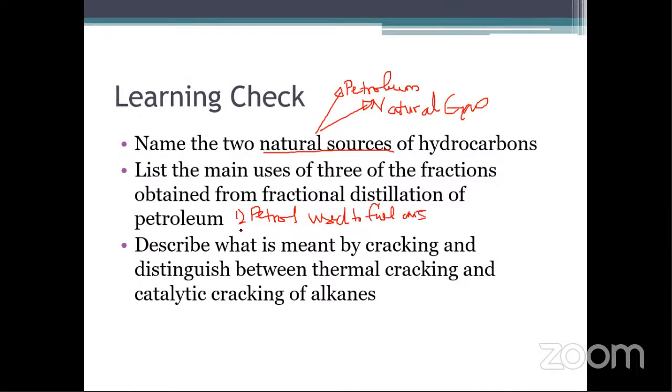Tell me another use of another fraction. I'm not sure about the name, but bitumen or whatever. Bitumen, yes. It's used in the roof tiling and also in making roads. Yes, used for road work, right? Roads and roofing. And the third?